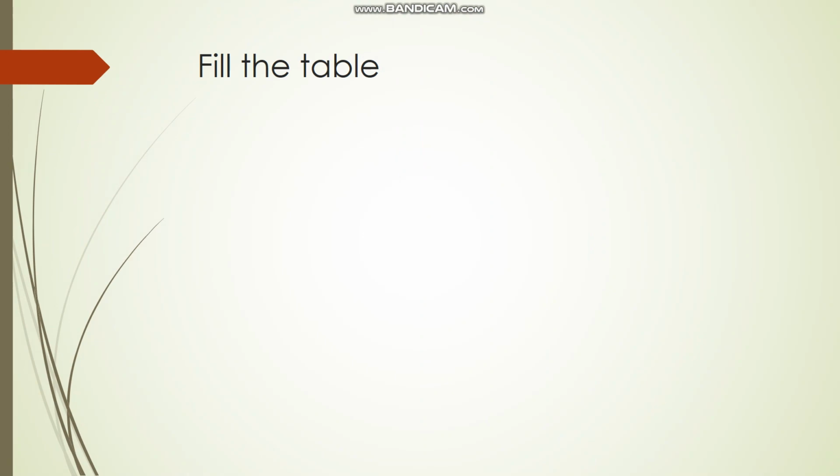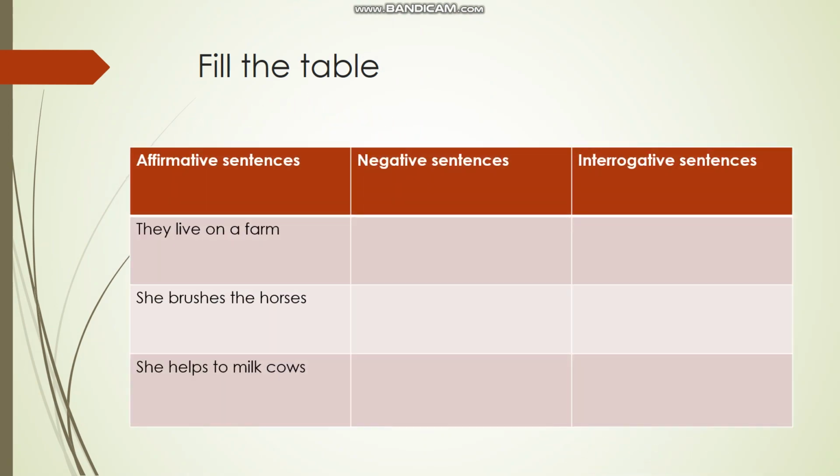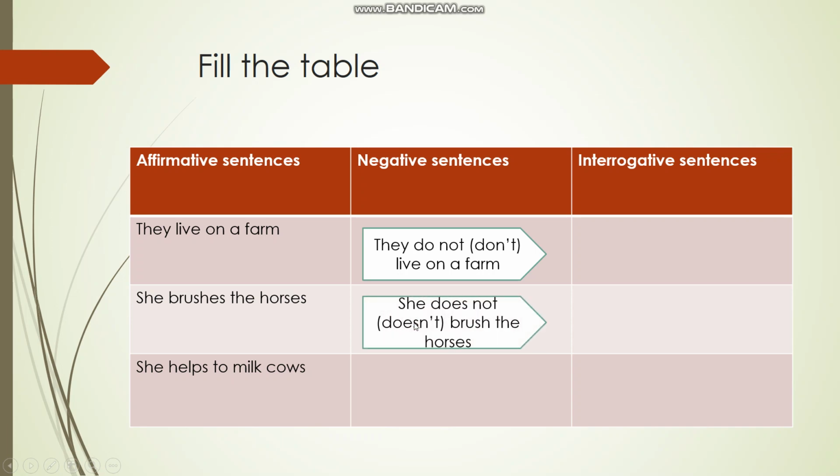Good. Let's fill the table and make affirmative sentences into negative and interrogative. These examples will help you to make other sentences in present simple tense for yourself. They live on a farm. They do not or don't live on a farm. She brushes the horses. She does not or doesn't brush the horses. She helps to milk cows. She doesn't help to milk cows.